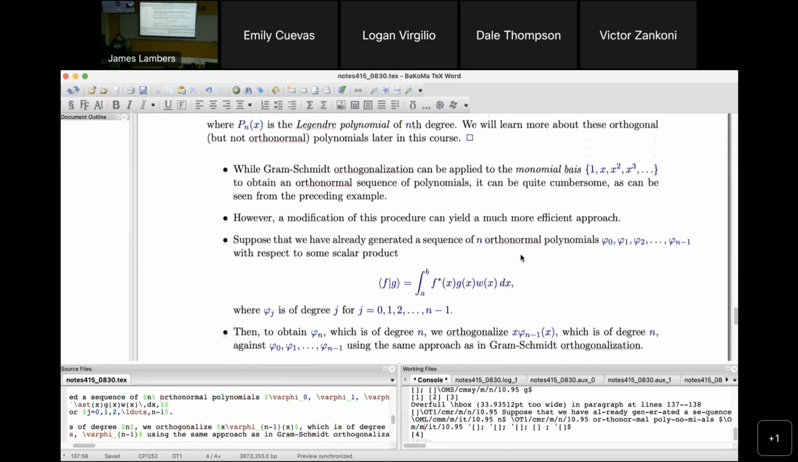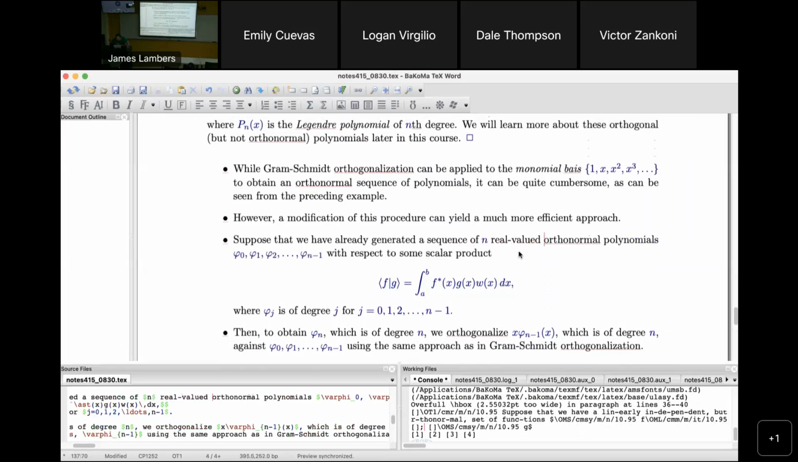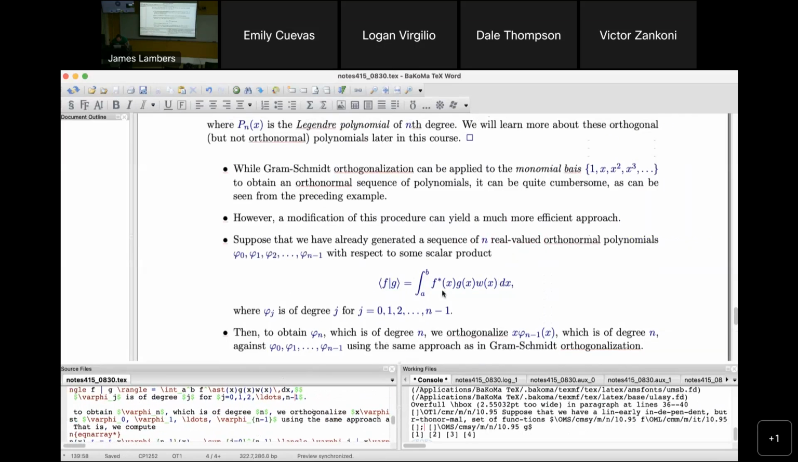I need to be rigorous, so I'm going to need to include this. We're going to assume that they are real valued. I don't want to mess with complex numbers. That's going to throw things off, or at least complicate matters.